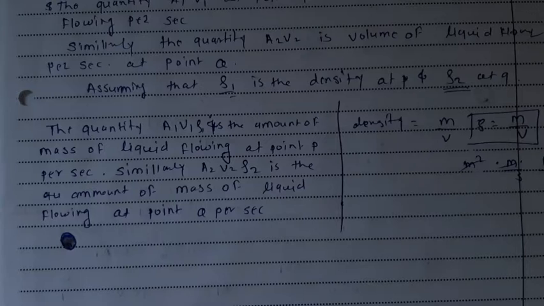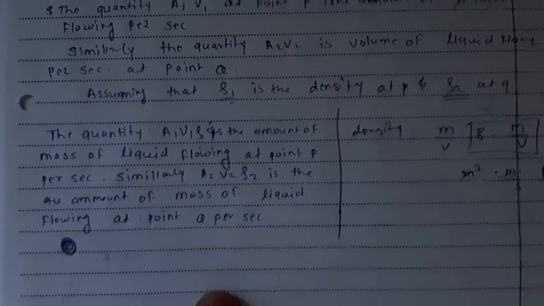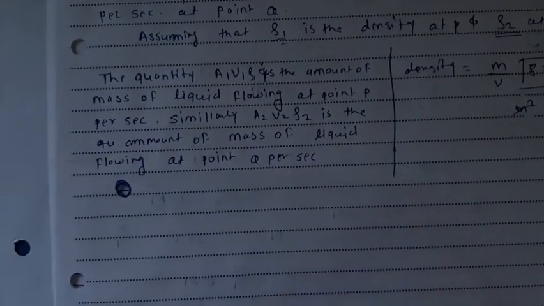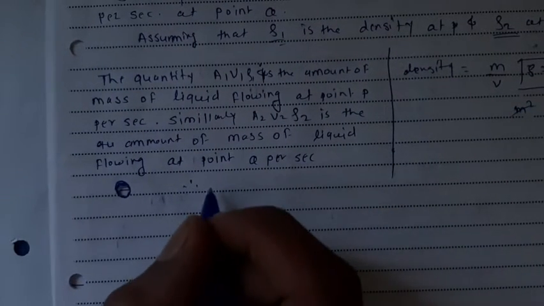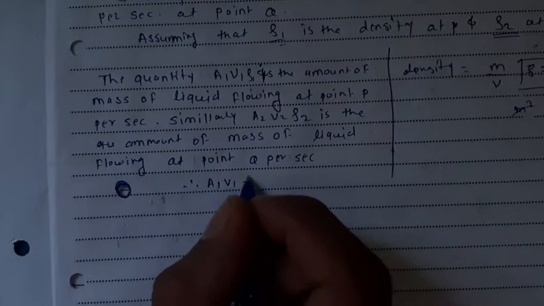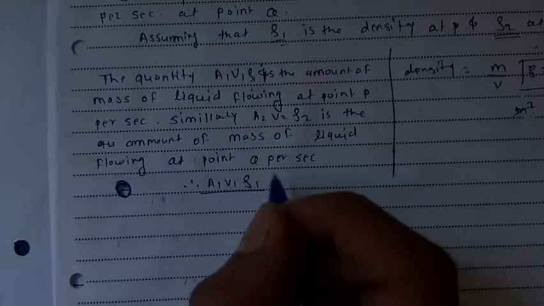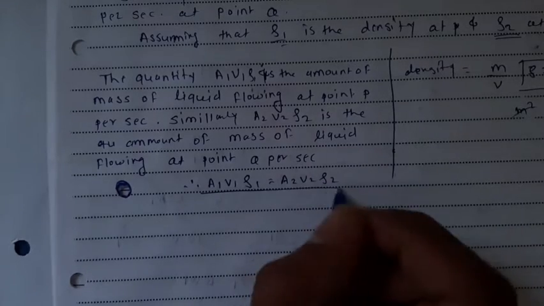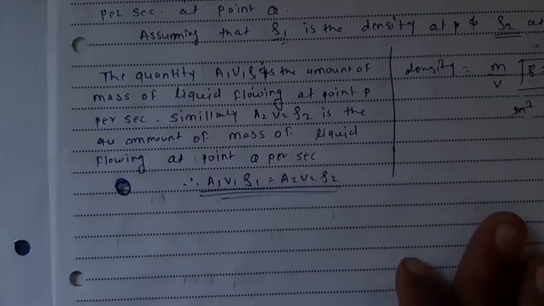Okay, so now we know, see, if liquid is entering through the point P, it has to go to the point Q only. Okay, because there is mass conservation, you can say. So whatever the amount of liquid goes through this point, the same liquid will go into the point Q. Okay, so from this one we can write A1 V1 rho 1 is equal to A2 V2 rho 2.